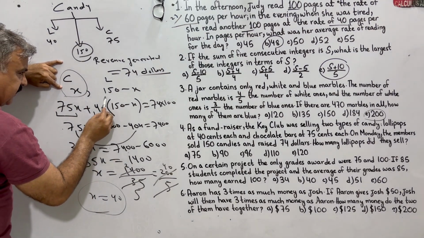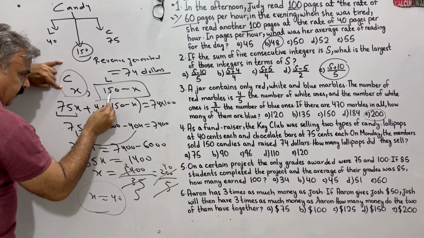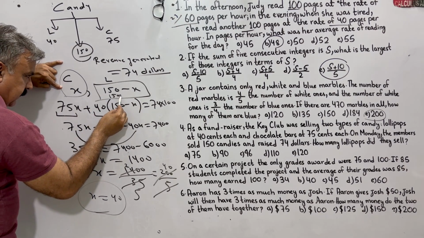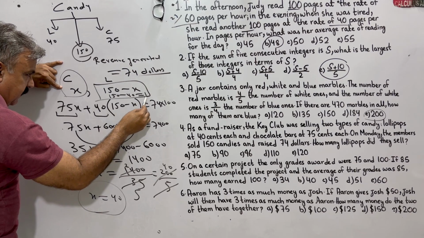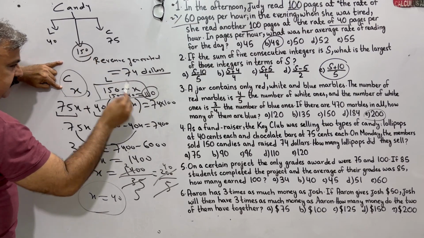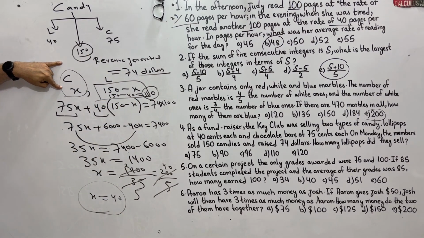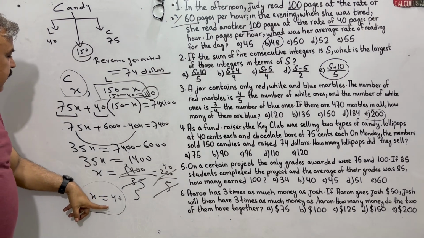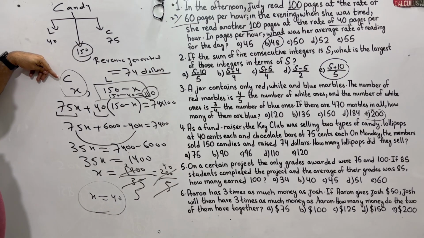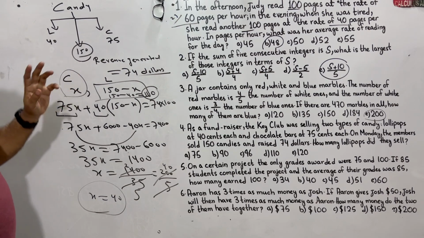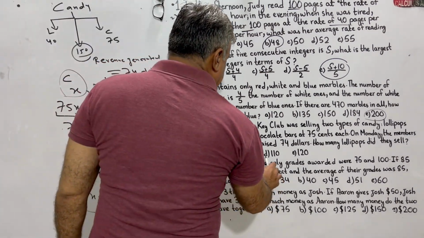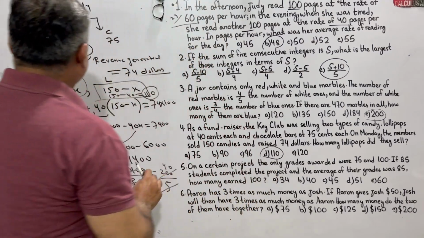If I insert the value of x here, 150 minus 40, I am going to have 110. These are the number of lollipops. 110 lollipops have been sold. On the other hand, only 40 chocolate bars have been sold in that case. We are asked to find the number of lollipops. They are 110 in that case.